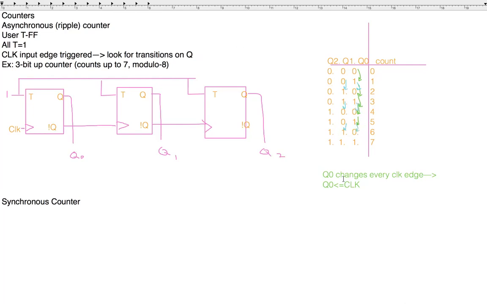So Q1 changes when Q0 goes from 1 to 0. However, this is a positive edge triggered clock. Look at the inputs. They're positive edge. There's not a bubble before it. Therefore, this needs to change. So we're going to say Q1 changes when the not at Q0 goes from 0 to 1.